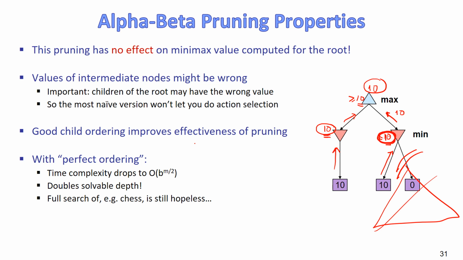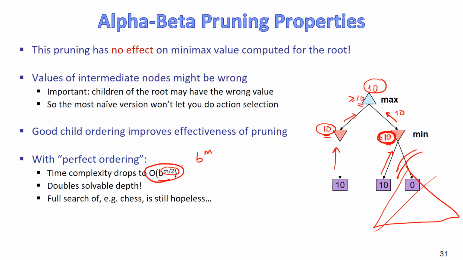For that case, time complexity can drop to b to the power m divided by 2. Compare that to b to the power m. Okay, that's a huge saving. The exponent here is divided by 2. So this is like saving half of the depth that we would have explored before. That's a huge saving.